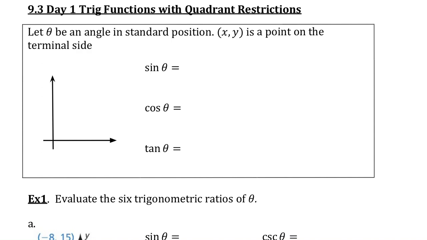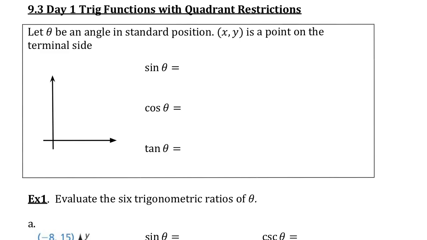Okay, 9.3 day one. We're going to do trig functions with quadrant restrictions. Since we're graphing angles now, they're going to give us ordered pairs for our angles. And we're going to find the sine, cosine, tangent, and other trig functions of them based on that. So I'm going to draw you a picture so you can see why this works.